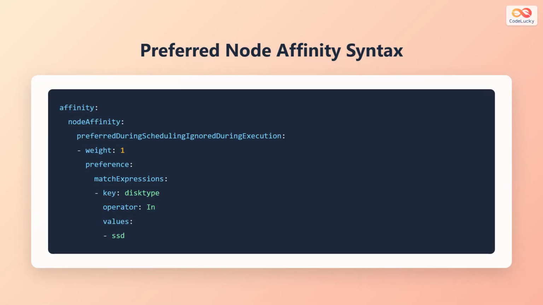Preferred node affinity has a similar structure, but with some key differences. You use preferredDuringSchedulingIgnoredDuringExecution instead. Additionally, you assign a weight between 1 and 100 to each preference. This weight helps the scheduler prioritize nodes when multiple preferences are defined. Higher weights mean stronger preferences. Under the preference section, you define match expressions just like in required affinity, specifying the key, operator, and values you want to match.